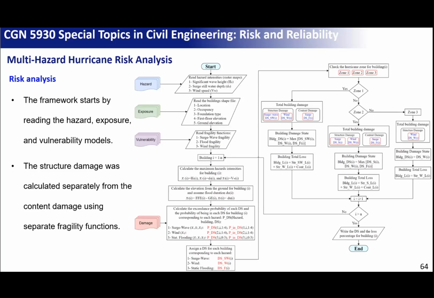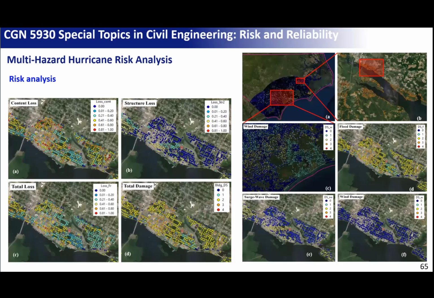So less vulnerable, more vulnerable. And I need to read all the fragility functions that I have, and I do building by building, and I run all my damage analysis. And once I finalize it, I go to the other building, and I keep looping and do the same thing for each building. Okay. And once I'm done, I will also have a visualization that shows me how much damage each building is going to have, and I can sort them based on flood damage, because I have flood fragility, wind damage, surge wave damage, and also total damage.